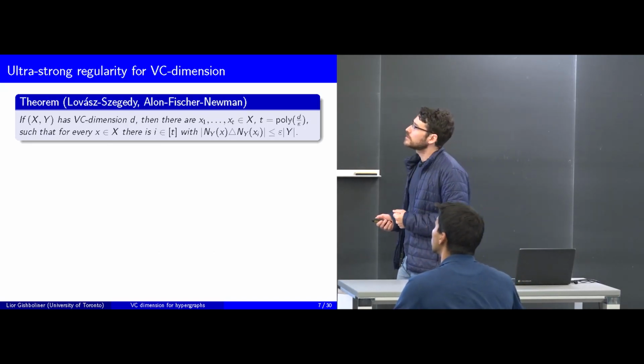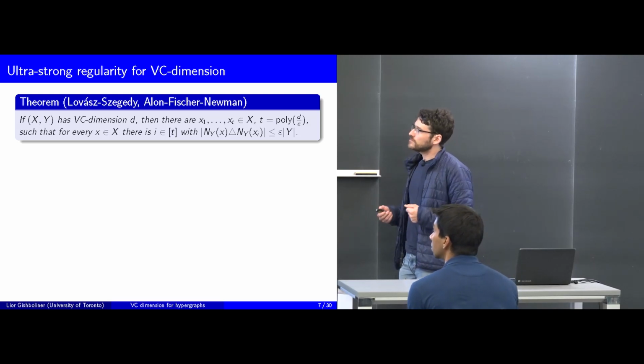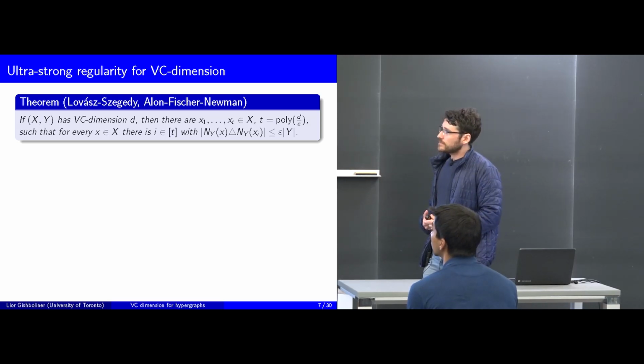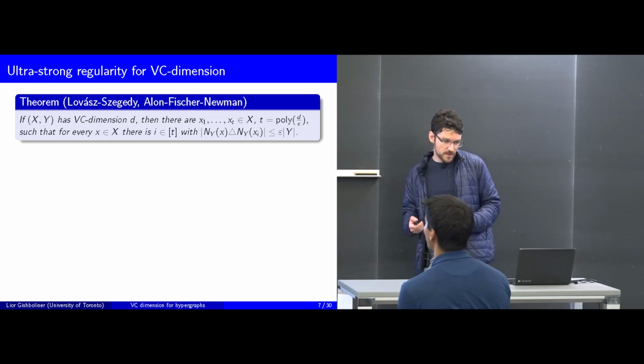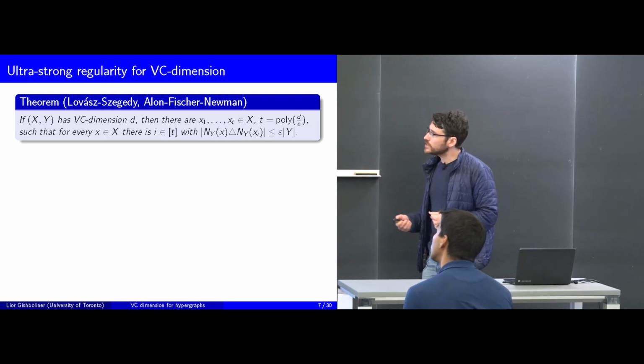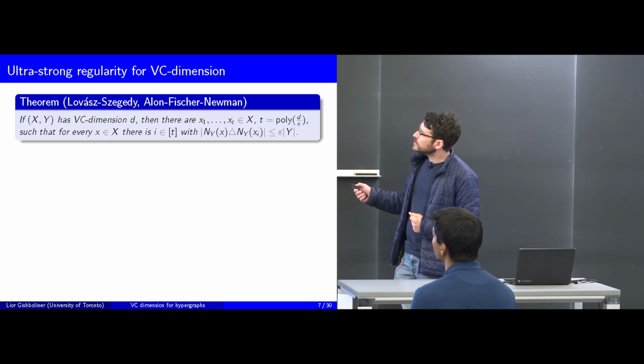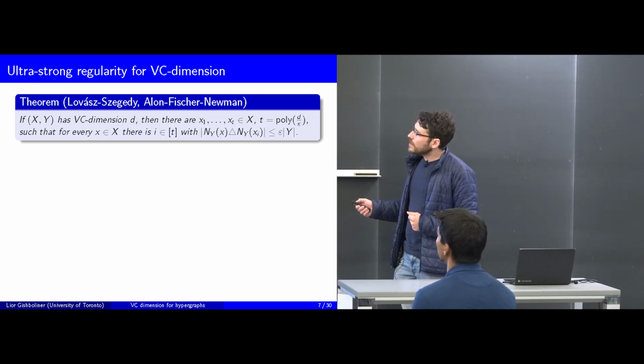It turns out that you can. So to do this, there is a result of Lovász and Szegedy, and also independently Alon, Fischer and Newman, that graphs of bounded VC dimension have this nice property: you can choose a bounded number of vertices in X, so t is only polynomial in 1 over epsilon, where d is the VC dimension, such that any other vertex you take essentially behaves like one of these xi's. In what sense? There is some i such that this vertex x has almost the same neighborhood as xi, and almost the same means up to epsilon times the size of Y.